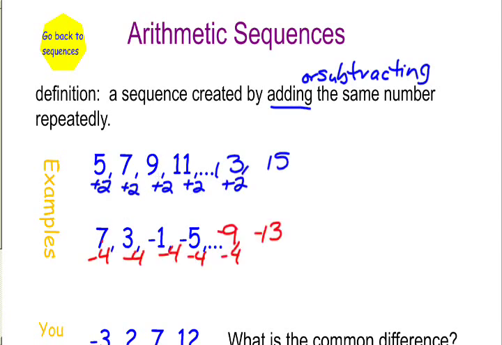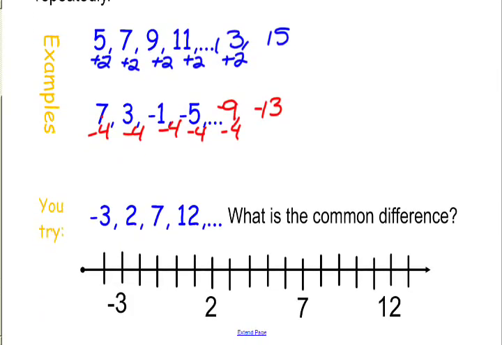Now, let's look at one more sequence, and you have this one in your notes. You try it. If we started at -3, and the next number in the sequence is a 2, what have we done? We've gone from -3, 1, 2, 3, 4. We've moved ahead 5. -3, this was a -2, -1, 0, 1, 2.